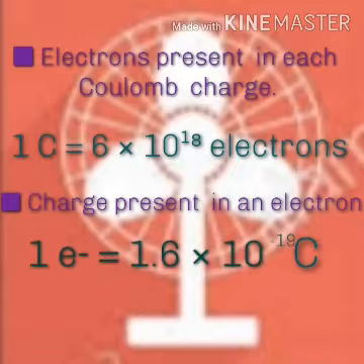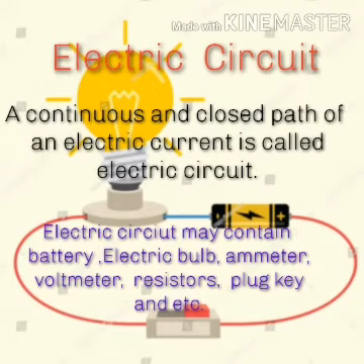Similarly, charge present in an electron. 1 electron contains 1.6 into 10 to the power minus 19 coulomb charge. Electrons present in each coulomb charge is 6 into 10 to the power 18 electrons. Similarly, charge present in an electron is 1.6 into 10 to the power minus 19 coulomb.